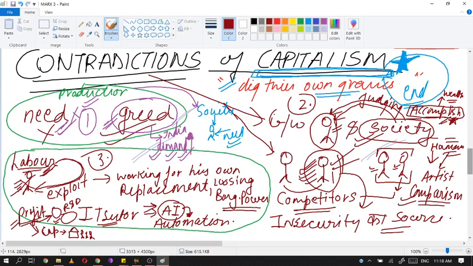So the capitalist is not. His work was over when you believed that this is the way of life. Working a job in a factory. His job was over by then. After that, you yourself are helping him to exploit you. You yourself are working for your own replacement. You yourself are giving up your bargaining power. More rich he is, lesser your value.